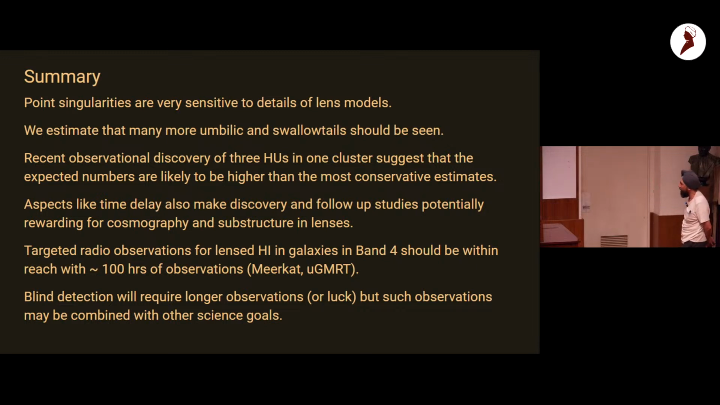And aspects like time delay also make discovery and follow-up studies potentially rewarding for cosmography, as well as substructure in lensing. I did not go into how one can use these umbilics for substructure, but I can get to that if there is a question. And targeted radio observations for lensed H1 in galaxies in band 4 of uGMRT should be within reach within about 100 hours of observations, both uGMRT and MeerKAT. Blind detection will require longer observations or luck, but such observations could potentially be combined with other science goals.